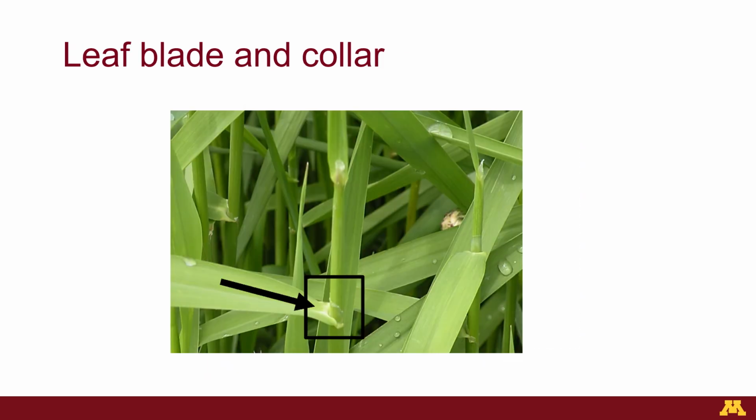Here is a close-up of the leaf blade and collar region of a perennial grass. Note how leaf blades are attached at the collar. The arrow points to a ligule at the collar region of the grass leaf. Ligules are membranous structures located at the juncture of leaf sheath and leaf collar.